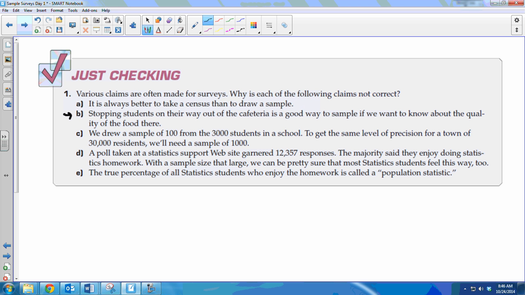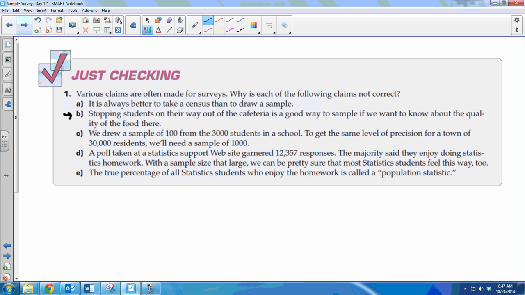Oh, and see, we drew a sample of 100 from the 3,000 students in a school. To get the same level of precision for a town of 30,000 residents, we'll need a sample of 1,000. Do you need a specific fraction in order to do a sample? No. So this is trying to say, okay, if we're going to extend this, we're using the same percentage. That's not how this works.